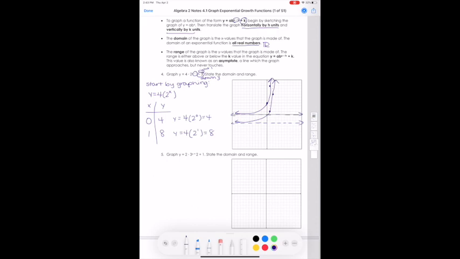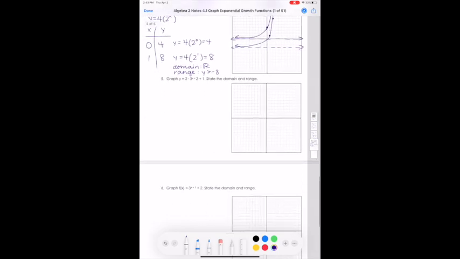Last thing, I need to state the domain and range. The domain, as I said earlier, is all real numbers. That'll always be your answer. The range, look at our y values. They start at -3, but they never touch -3, and then they go up from there. So my range is y is greater than -3.